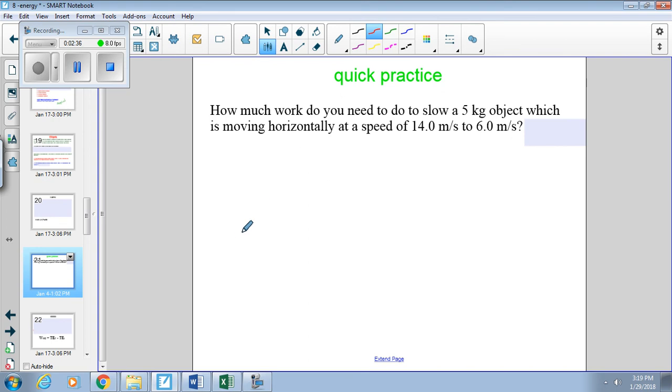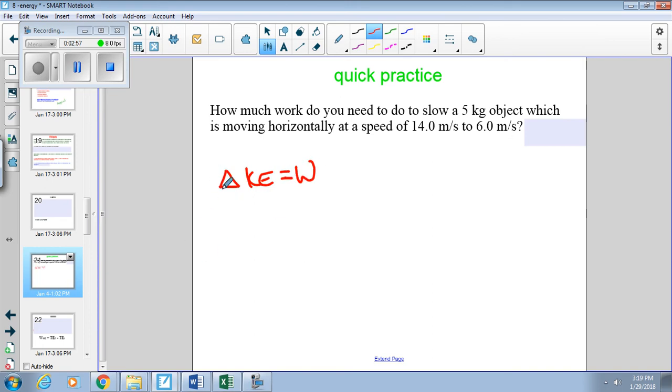Alright. How much work do you need to slow a 5 kilogram object, which is moving horizontally at a speed of 14 meters per second, to a new velocity of 6 meters per second? So what you want to do is figure out your change in kinetic energy, because that will equal the amount of work that you did.